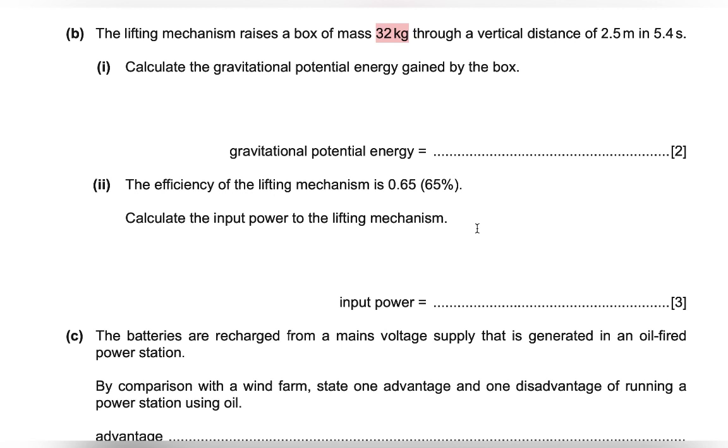So before we do that, we have to calculate the output power first. We already have the efficiency. We need the output power, because efficiency is output power divided by input power. So for us to calculate the output power, we've got the gravitational potential energy and we have the time. So let's calculate the output power.